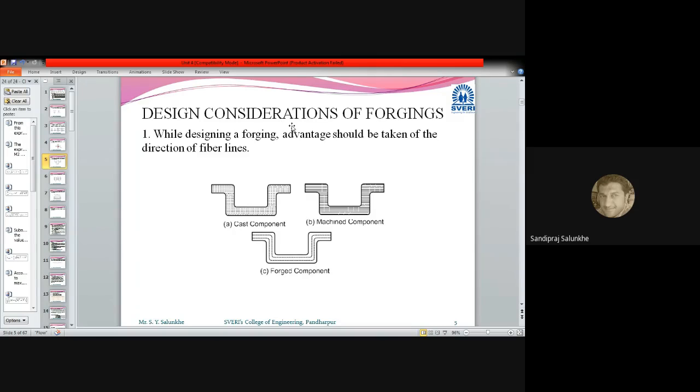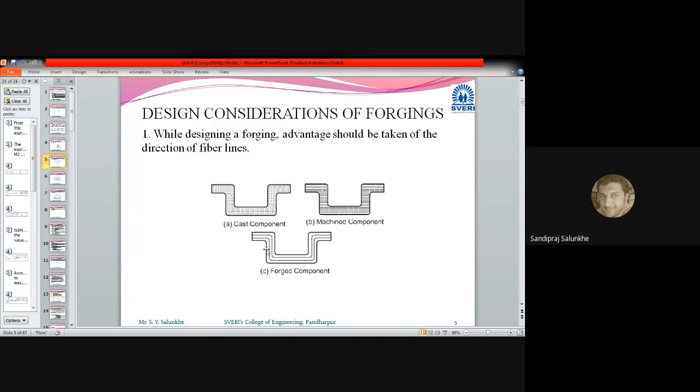So forging is used where the stress handling is more, where we can say fluctuating stresses are more. Those parts are normally forged. Okay, for example, crankshaft, then camshaft of an engine. These are the parts which are manufactured by means of forging. Now, what consideration do we have to make at the time of designing any part which will be manufactured by forging? First of all, while designing a forging, advantage should be taken of the direction of fiber lines.